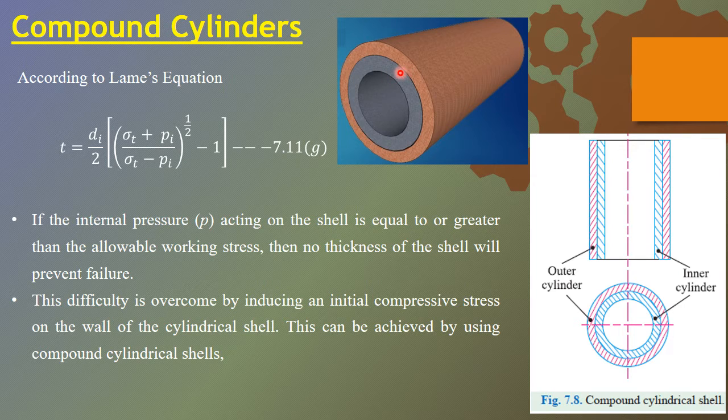Note how the two cylindrical shells are fitted. The inside diameter of the outer cylinder is smaller than the outside diameter of the inner cylinder. So these two cylinders have a tight fit, or we can say a shrink fit. That is, the outer cylinder is shrink fitted over the inner cylinder.